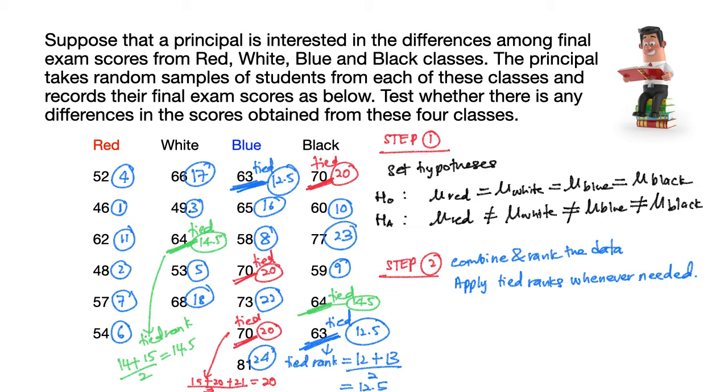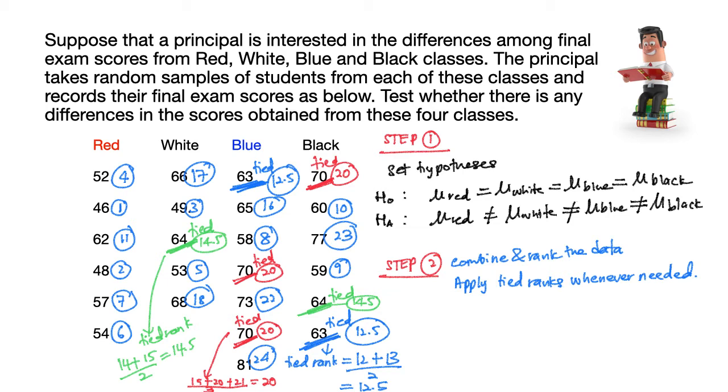equal to mu black. Or in other words, there is no difference in the mean of all of the 4 samples. The alternative hypothesis can be written as mu red is not equal to mu white, is not equal to mu blue, is not equal to mu black. Or you can also write at least one of the means of the samples is not equal to the rest.